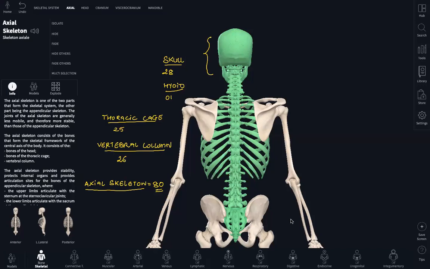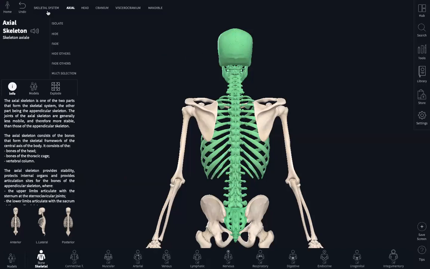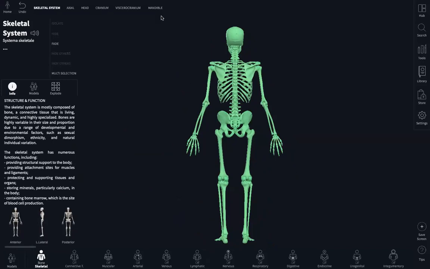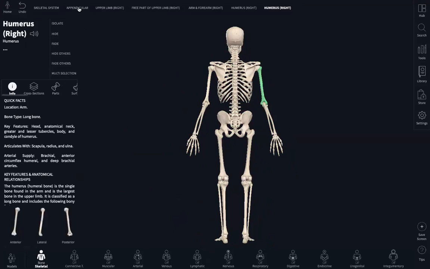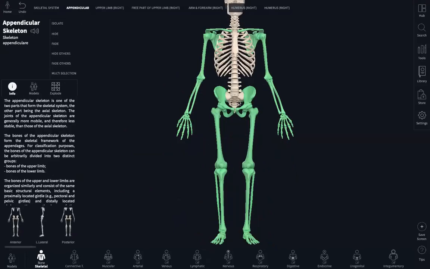Now, coming to the appendicular skeleton. As far as the appendicular skeleton is concerned, it mainly includes all those bones which help in connecting your upper limbs and the lower limbs to the axial skeleton, as well as the bones that are present in the upper and the lower limbs. Now, a girdle is basically the structure that includes the bones which connect your appendicular skeleton with the axial skeleton.